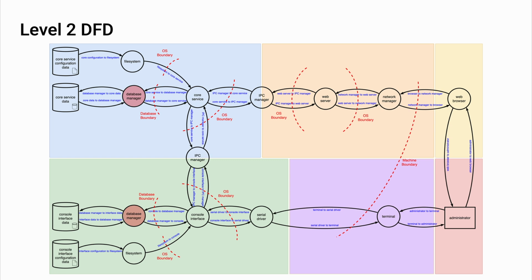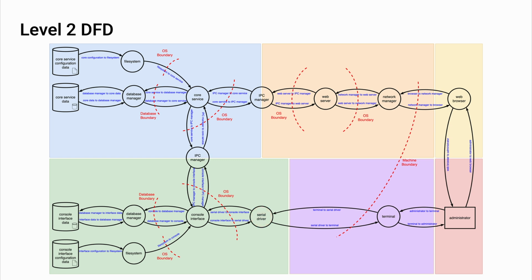So we're going to add a database manager. Communication between the core service and console interface, and between the core service and the web server, is accomplished via interprocess communication. And so we're going to add an interprocess communication manager. We know that the web server is going across the network to get out to the web browser, and so we're going to add the network manager. Finally, terminal communication is achieved via a serial driver, and so we add that in.